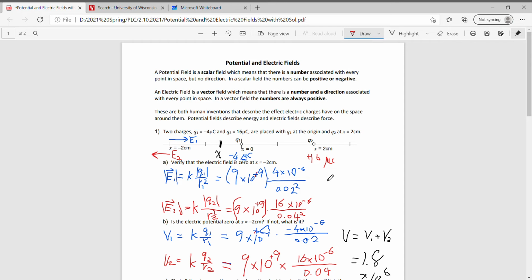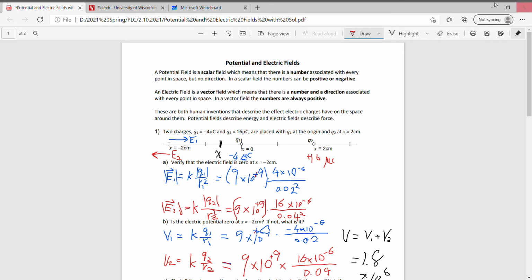So this worksheet is about potential and electric fields. We have two charges. Q1 is minus 4 microcoulomb and Q2 is 16 microcoulomb. They are placed with Q1 at the origin and Q2 at x equal to 2 centimeters. Okay. So A, let's verify that the electric field is 0 at x equal to 2.